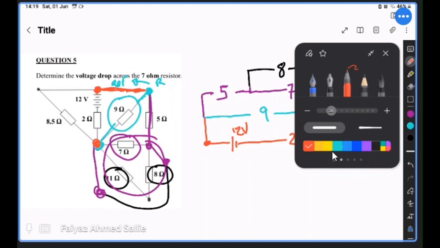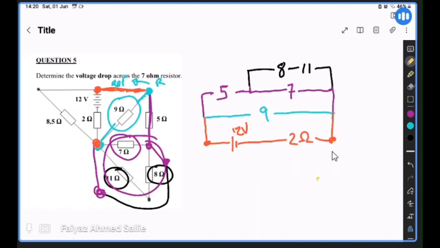After that, we're going to add the remaining value. Let's use yellow. So we see that this point, sorry, that is the remaining resistor, which we're going to draw over here.